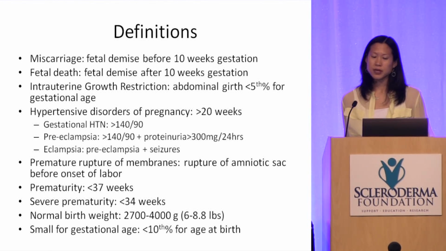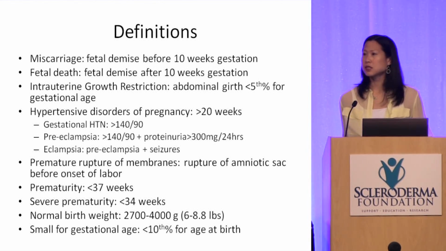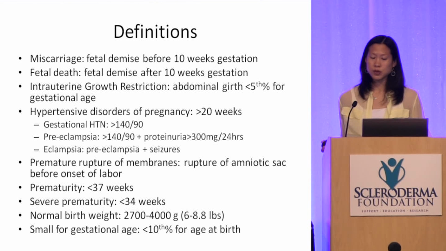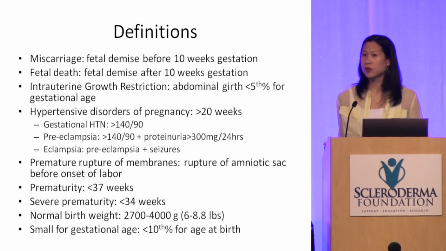Premature rupture of membranes is the rupture of the amniotic sac before the onset of labor. And then prematurity is delivery of the infant less than 36 weeks of gestation, whereas severe prematurity is defined as giving birth prior to 34 weeks of gestation. Normal birth weight for an infant is between 2,700 and 4,000 grams, or 6 to 8.8 pounds. And if you're small for gestational age, that's less than the 10th percentile for age at birth.